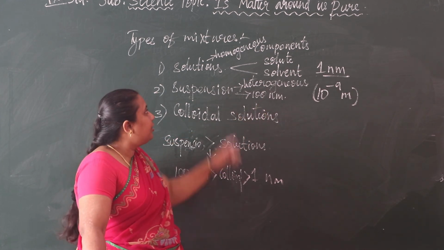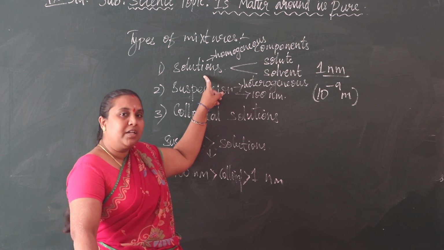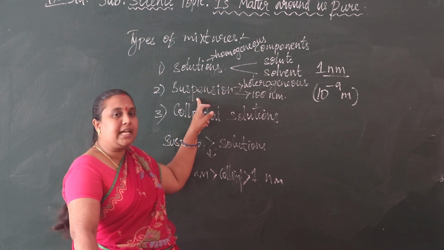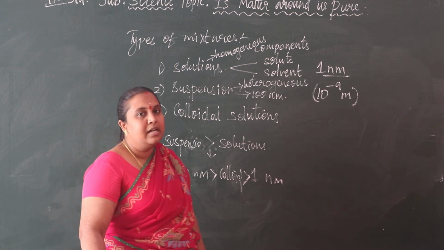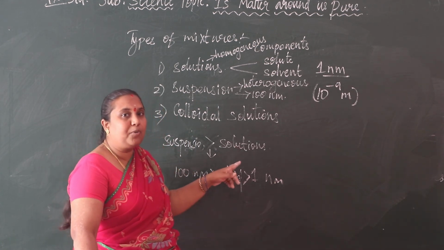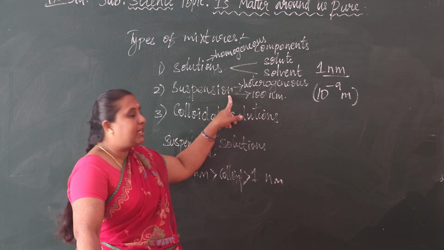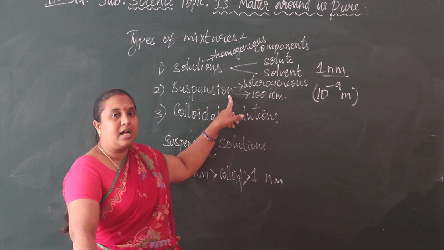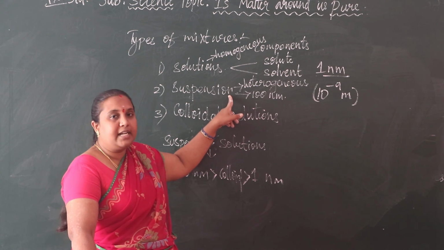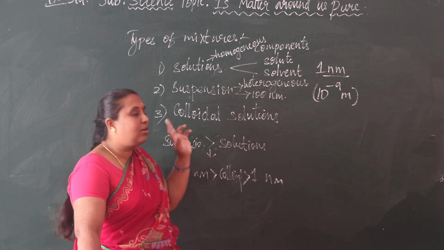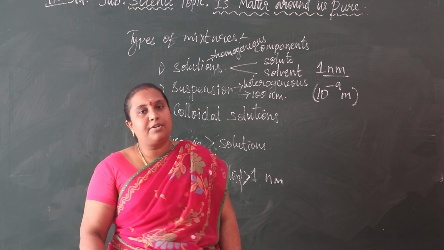Solution particles can't be seen with the naked eye, while suspension particles we can see with our naked eyes, and colloidal solutions we can also see. But in the filtration process, only the suspension's solute and solvent particles can be separated by the filtration method. Solutions and colloidal solutions do not separate the solute and solvent particles.